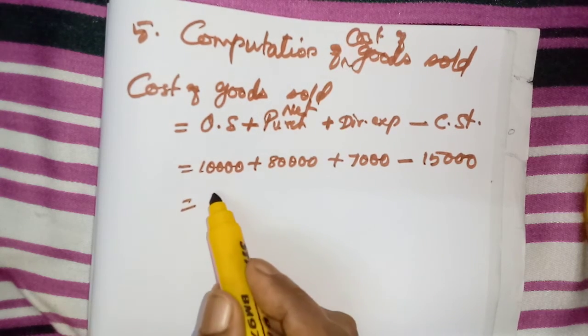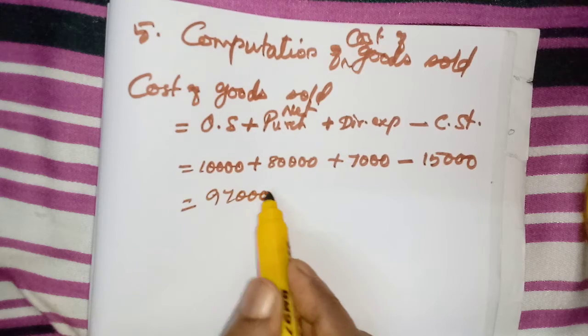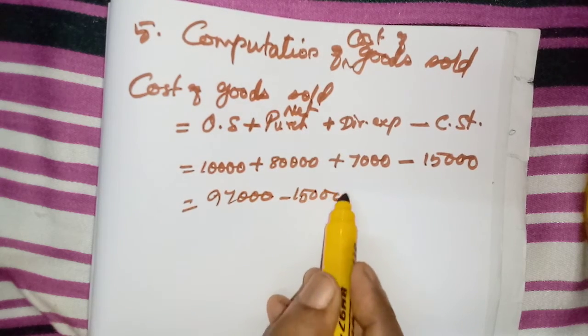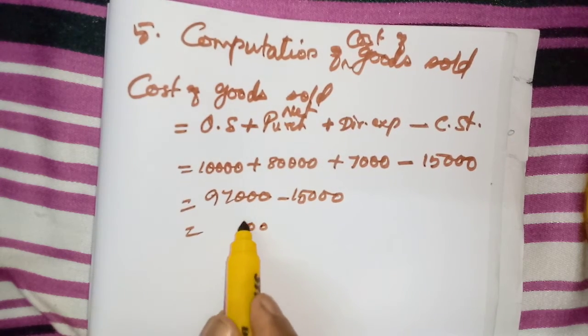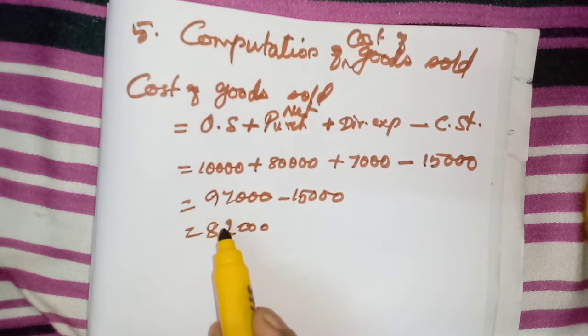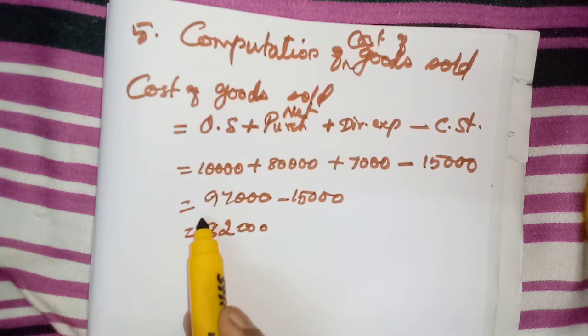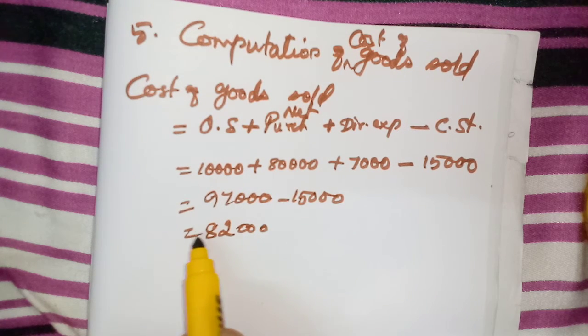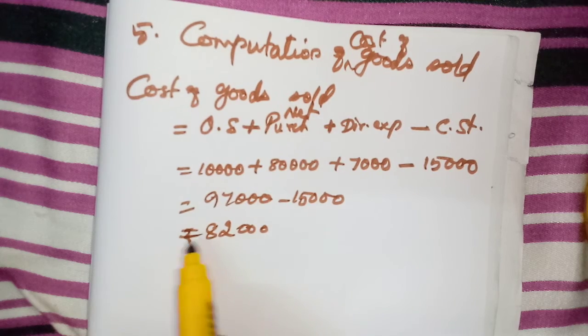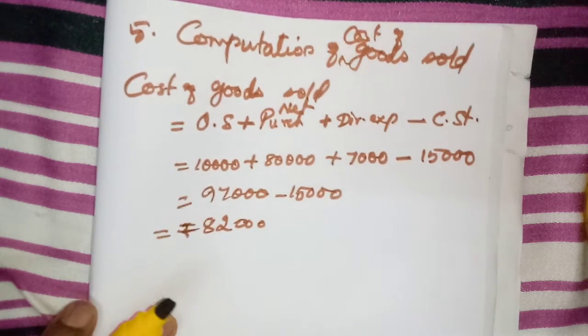Okay, how much? 80, 90, 97. 97,000 minus 15,000. 7 minus 5, 2. 9 minus 1, 8. So, cost of goods sold is rupees. Okay, symbol you can write. Okay, rupees 82,000.